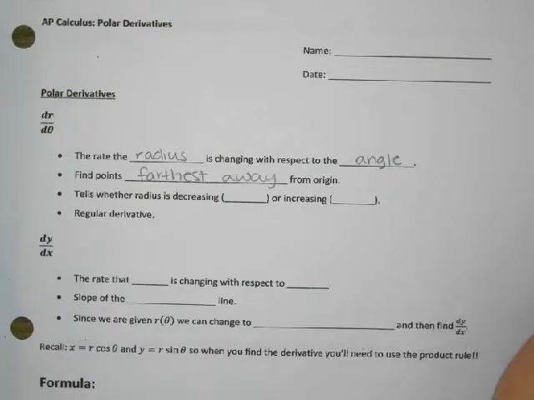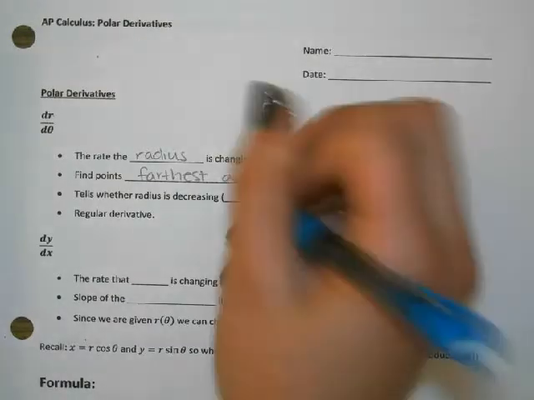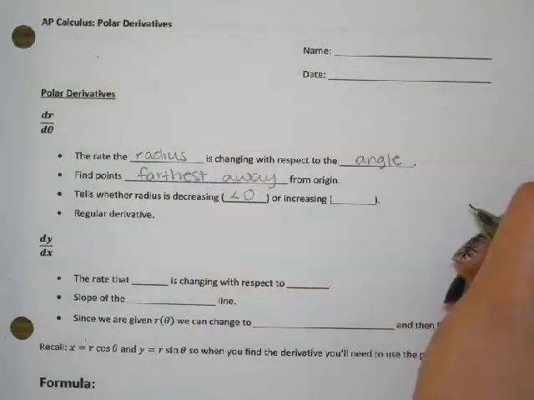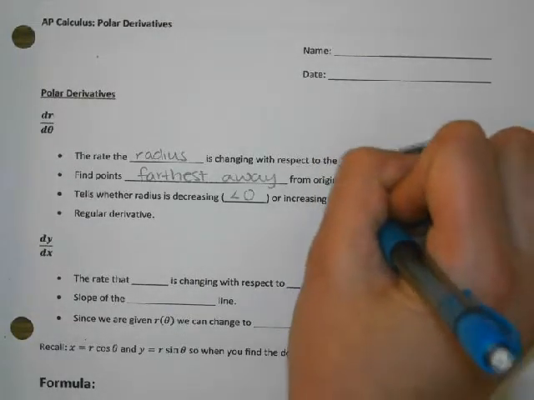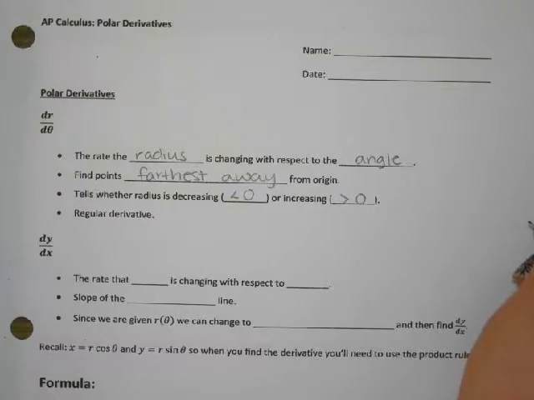This will tell whether the radius is decreasing. So if your derivative is smaller than 0, then your radius is decreasing. If it's greater than 0, then your radius is increasing. And it's just a regular first derivative, with the rules that we've used in the past.